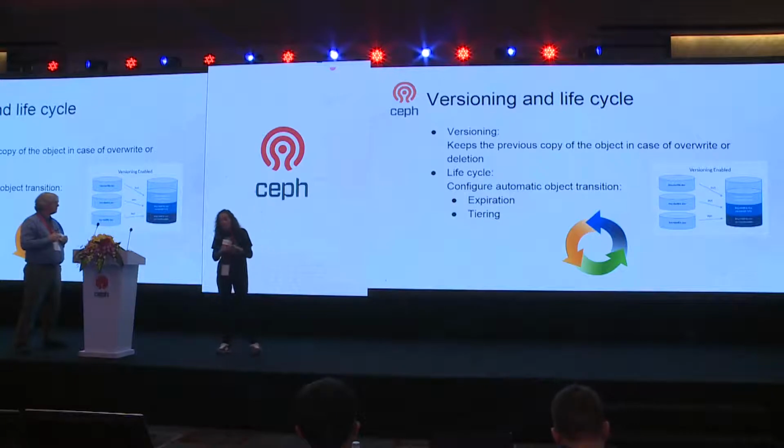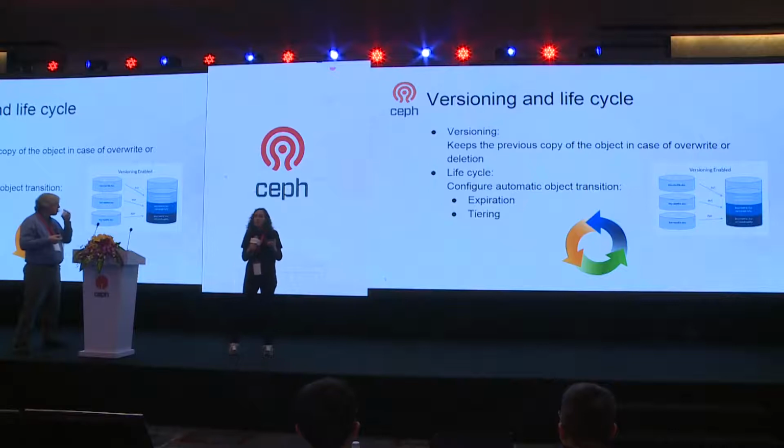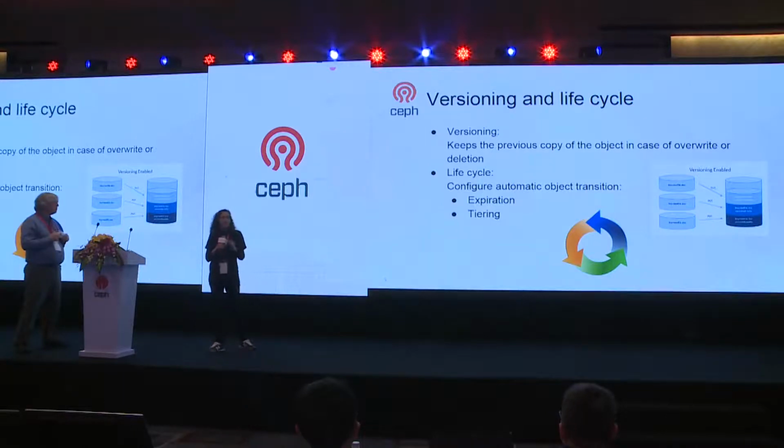I can use it also for tiering. So I can say if I have objects older than 2 years, I want to move them to a colder tier, less expensive. At the moment, RadosGW doesn't support tiering, only expiration.